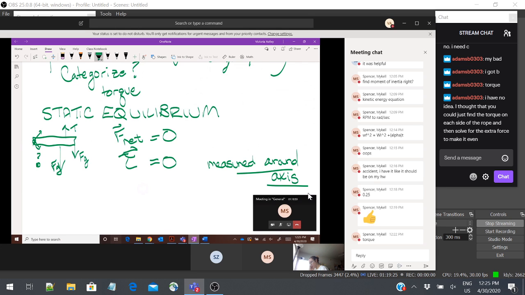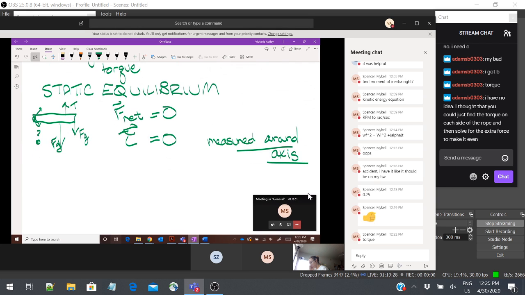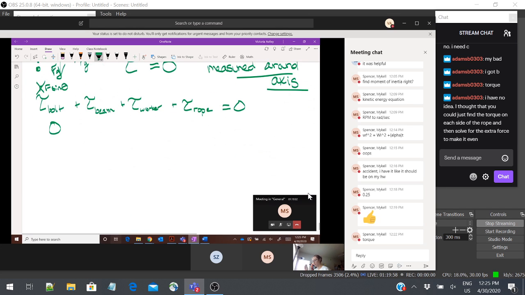But the torque: we will have a torque from the bolt, a torque from the beam, a torque from the worker, and a torque from the rope. And we need to know that these all have to add up to 0. The torque from the bolt is R F sine theta, and our R is 0. So this is 0. We don't actually care what that force is. We could find it if we wanted to, but we don't care.